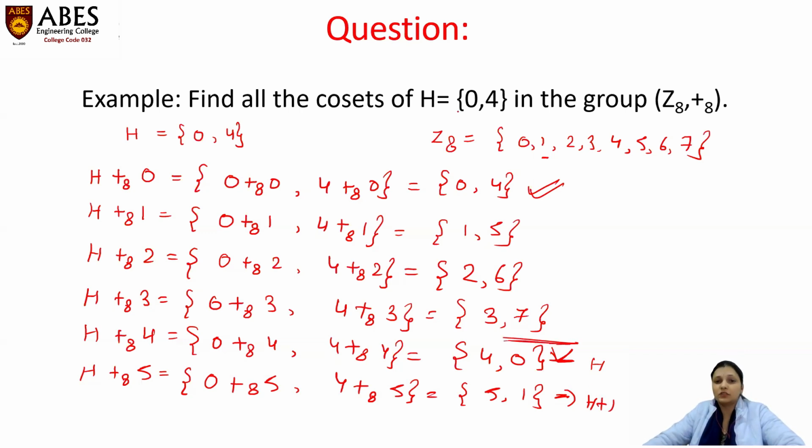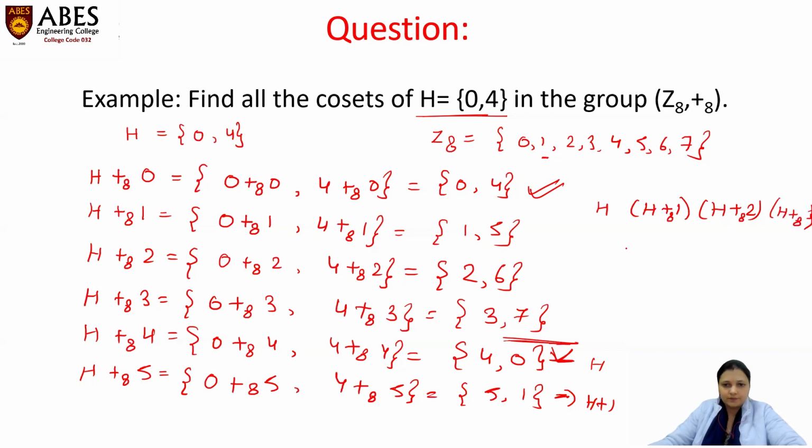So for this particular subgroup H, the cosets are H, H plus 1, H plus 2. The plus is not exactly plus, it is the operation given in the group. H addition modulo 8, 3. Sorry, only these 4: H, H addition modulo 8, 1, H addition modulo 8, 2, H addition modulo 8, 3. These are the 4 cosets for this particular subgroup.